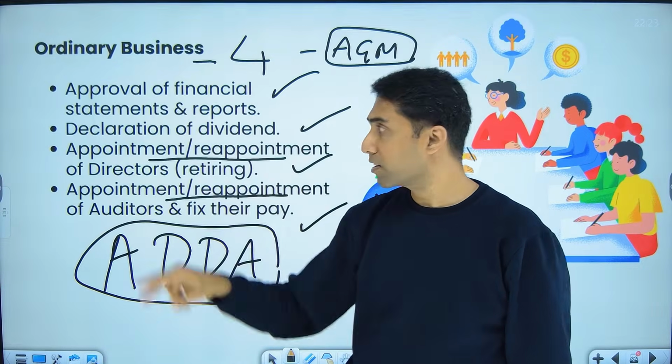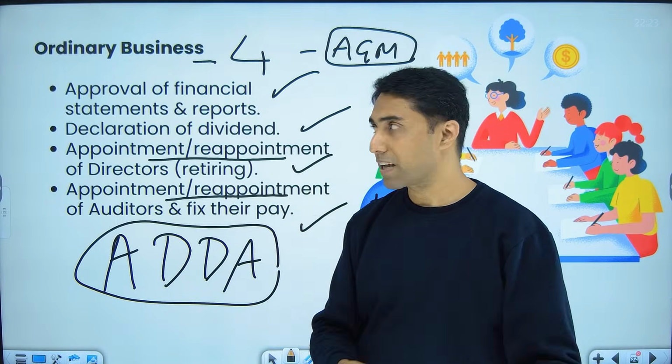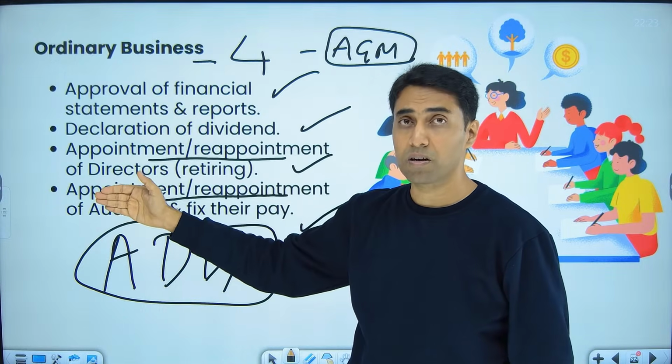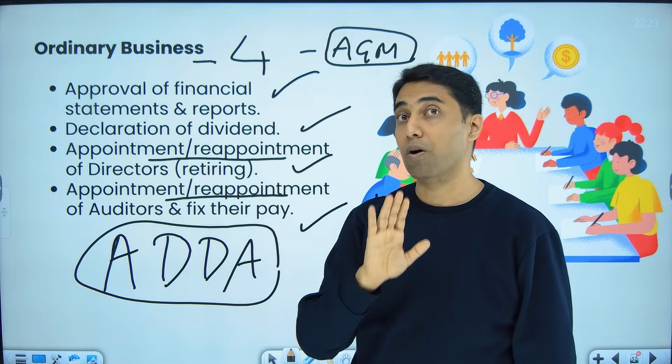In an annual general meeting, should I discuss only these 4 things? No, there will be many more things to discuss. If I want to discuss anything apart from these 4, I will discuss it and list it as a special business, not as an ordinary business.